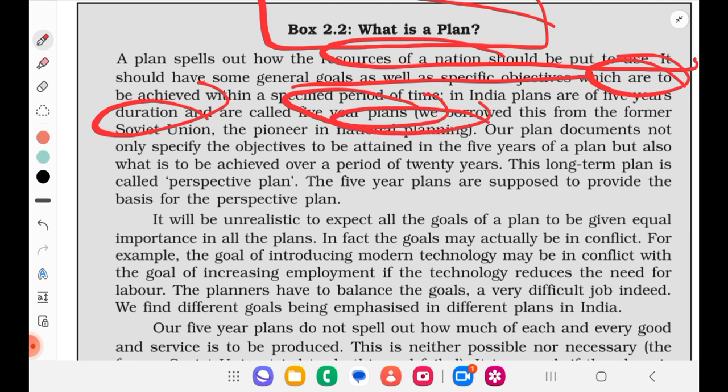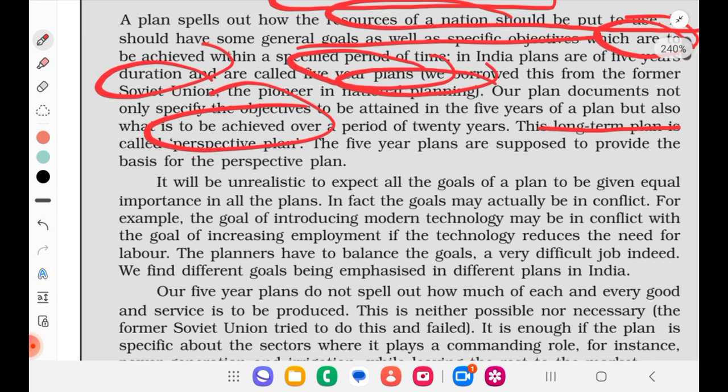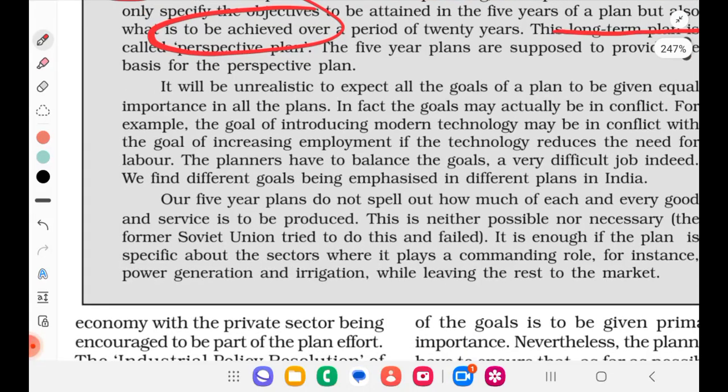Our plan documents not only specify the objectives to be attained in the 5 years of a plan, but also what is to be achieved over a period of 20 years. This long-term plan is called the perspective plan. The 5-year plans are supposed to provide the basis for the perspective plan.